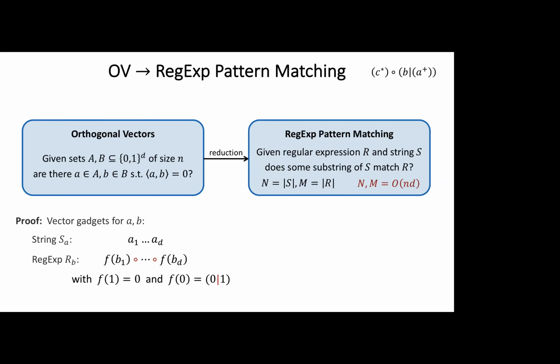So you just express this as a regular expression, right? 0 or 1 is a regular expression. And we concatenate all these regular expressions for the coordinates, and we get one bigger regular expression that encodes all the vectors that are orthogonal to B. And then if you look at it, the string SA that we created matches the regular expression RB if and only if A and B are orthogonal.